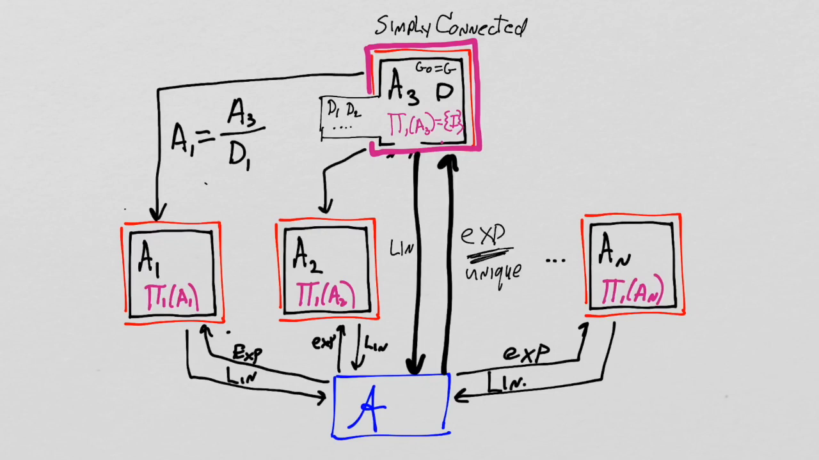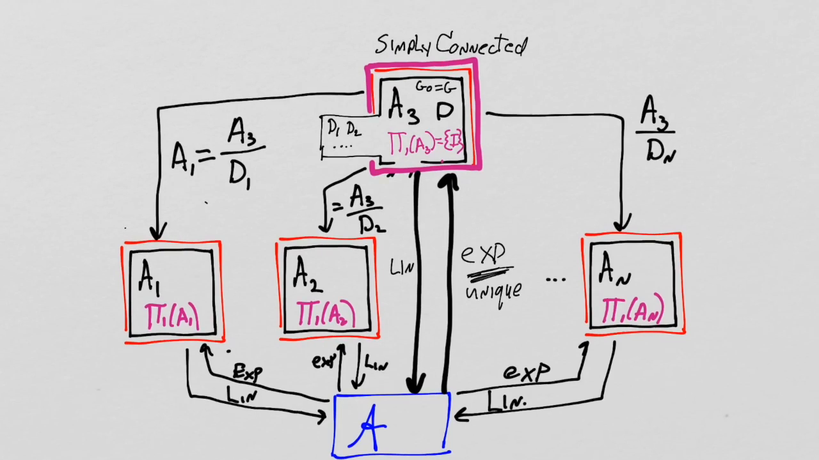A2 is equal to the factor group of the simply connected group with the other discrete invariant subgroup. AN is A3 over whatever remaining discrete invariant subgroups are out there. So there's going to be as many of these Lie algebras that share the same Lie group as there are discrete invariant subgroups of the one unique simply connected group.